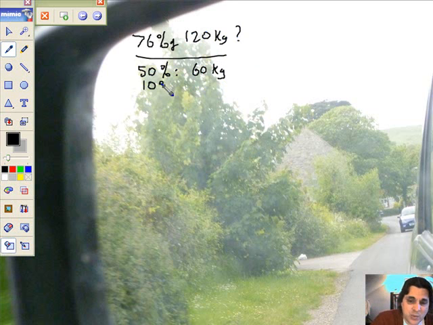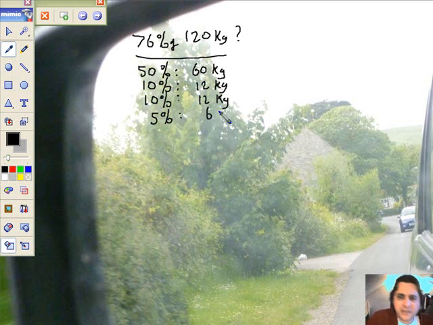I could handle 10% quite nicely, which is a tenth of that, so that's going to be 12 kilos. I'm up to 60 so far. Let's stick another 10% on top of that, another 12 kilograms. So 50, 60, 70. Then 5% is half the 10%, an extra 6 kilos on top of that. And I've got 1%. What does 1% mean? It means 1/100th of the quantity. 1% is 1/10 of 10%, and 12 divided by 10 is 1.2 kilograms.